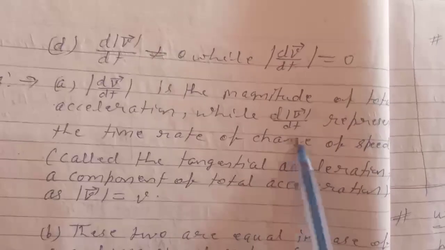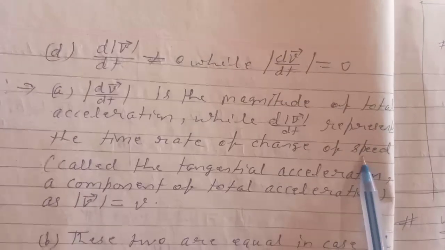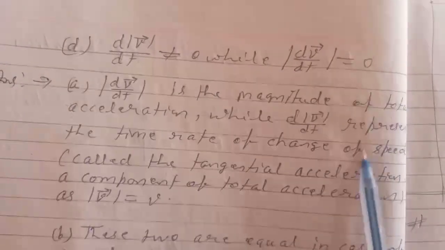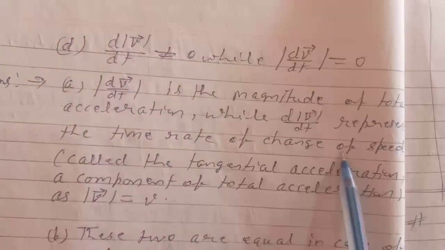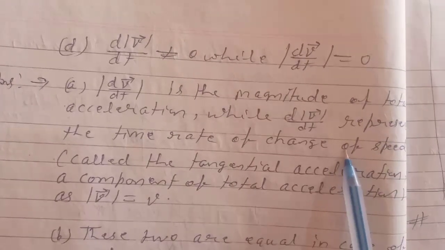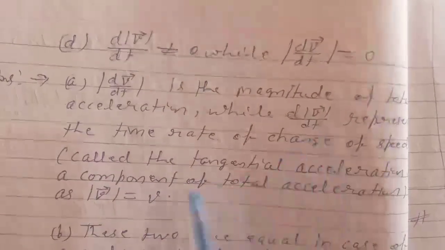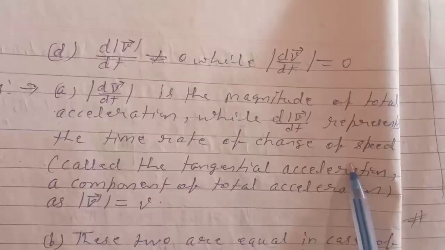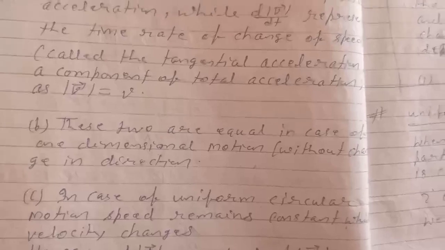represents the time rate of change of magnitude of velocity, that is, speed, because instantaneous speed is equal to the magnitude of instantaneous velocity. This is called the tangential acceleration, a component of total acceleration, as mode of v equals v. These two are equal in the case of one dimensional motion without change in direction.